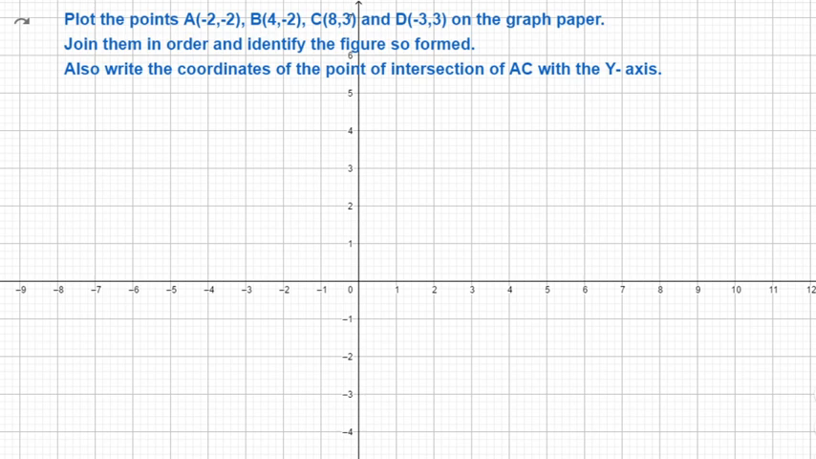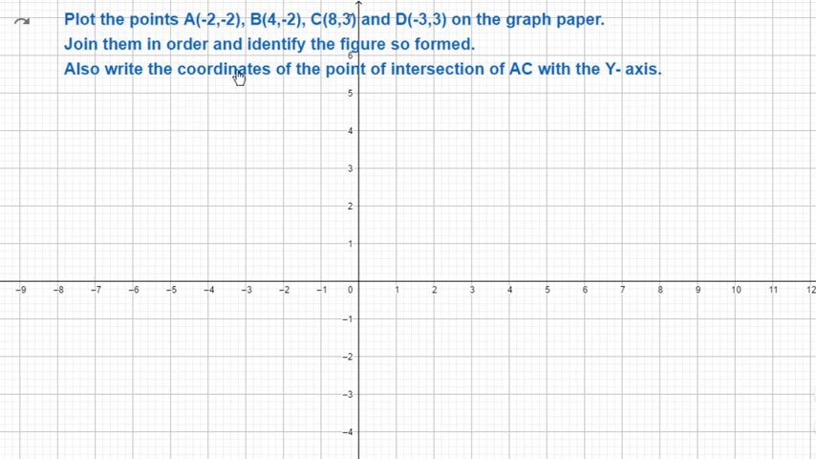Hello students, today we are going to solve a question of coordinate geometry. The question is, plot the points A, B, C and D on the graph paper, join them in order and identify the figure formed. Also write the coordinates of the point of intersection of AC with the y-axis.